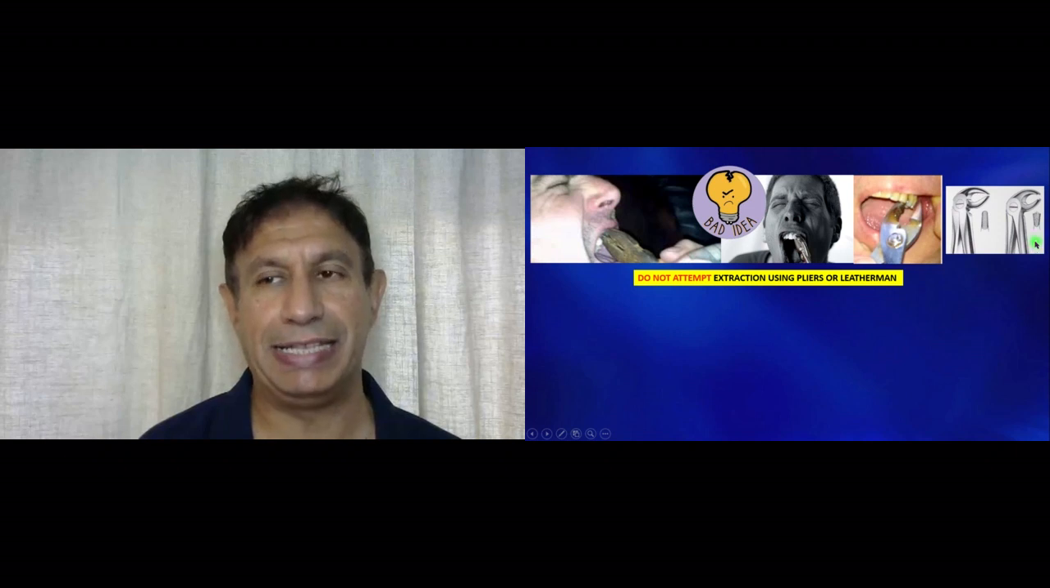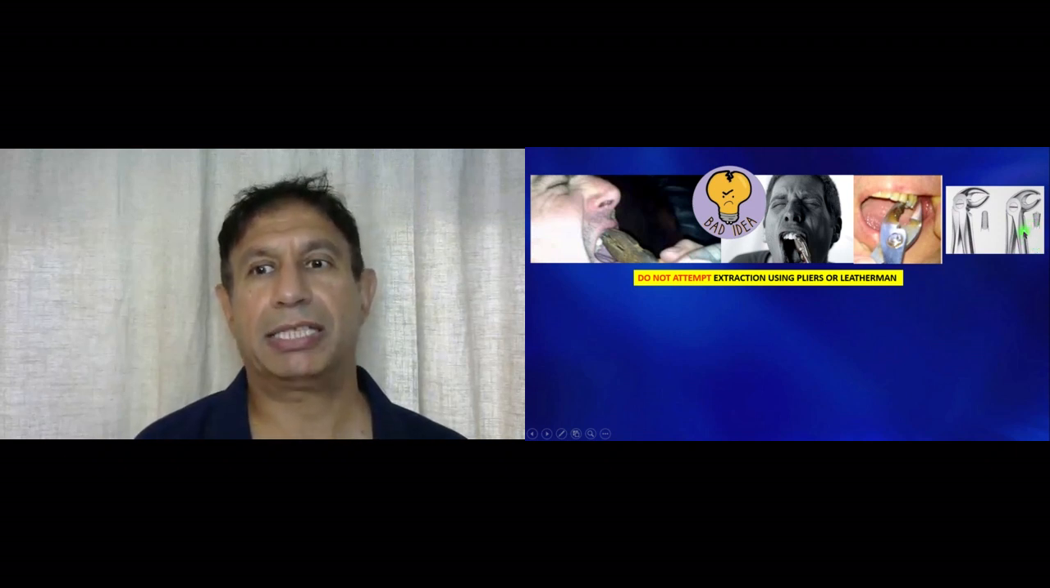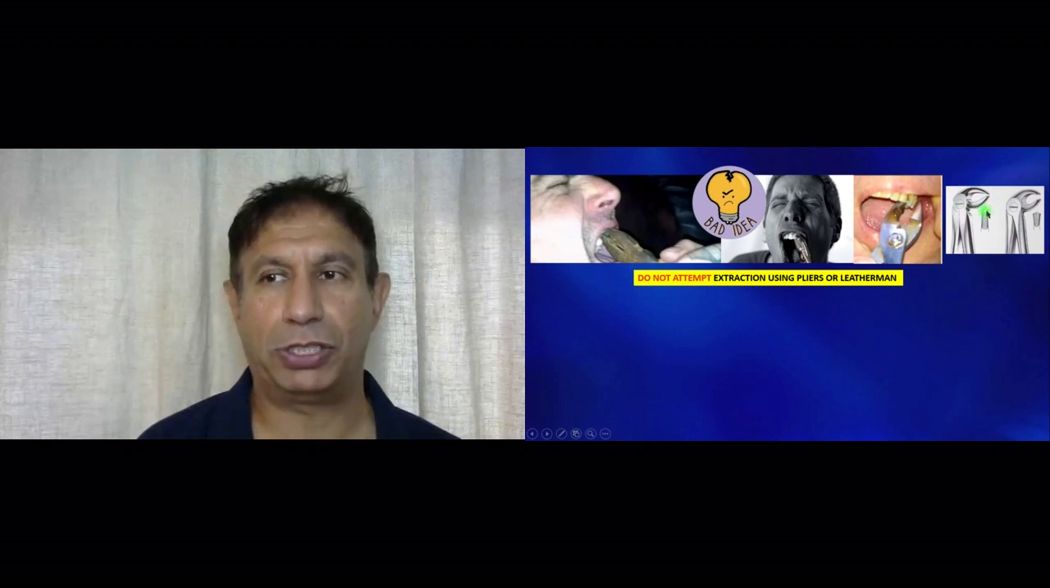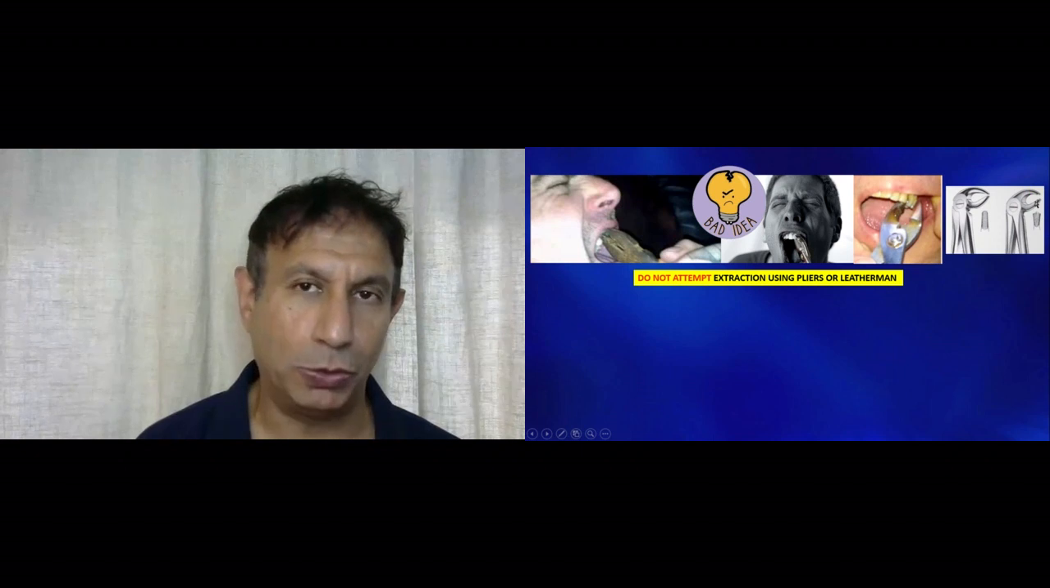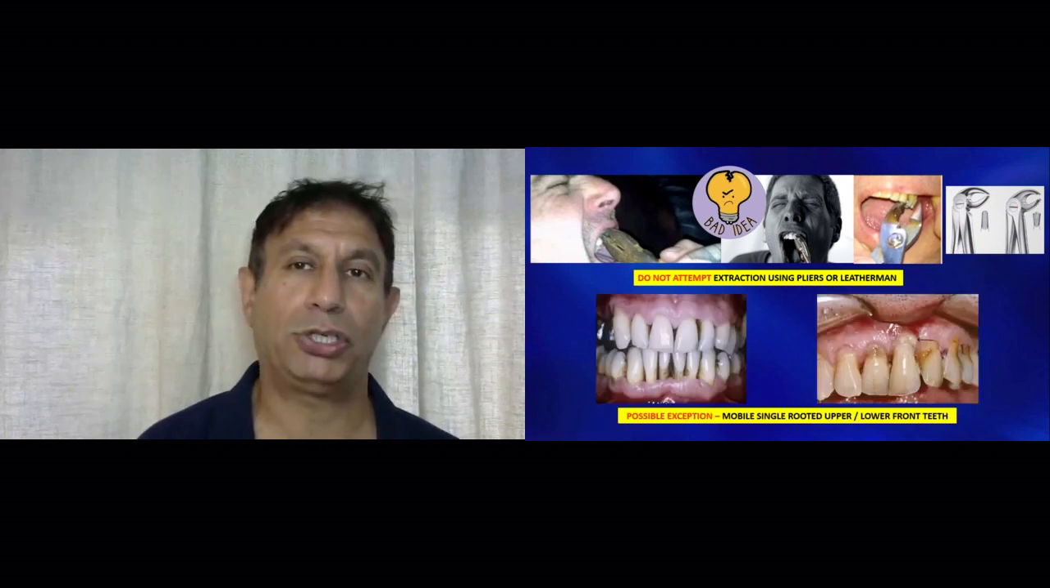So therefore, we have been asked often, can we attempt our extraction with pliers or Leathermans? Our opinion is extraction forceps have been devised and designed in a specific way so that the beaks are parallel to the long axis of the tooth and they are concave, giving a 2-point contact with the tooth. So we do not advise you to do that.